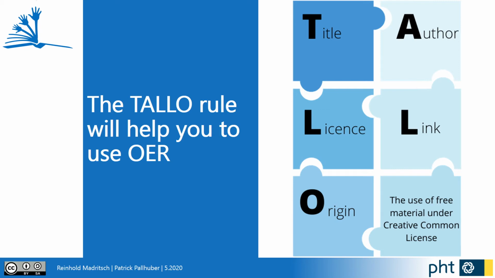Similar to literary citations in scientific texts, you need to document the individual resource being used, its authors, and where it can be found. Additionally, you need to provide information on the Creative Commons license that was chosen to regulate its use. The TEL rule will help you to use OER. T stands for title, A for author, L for license, the other L for link, O for origin. And the use of free material under a Creative Commons license should follow this TEL rule.